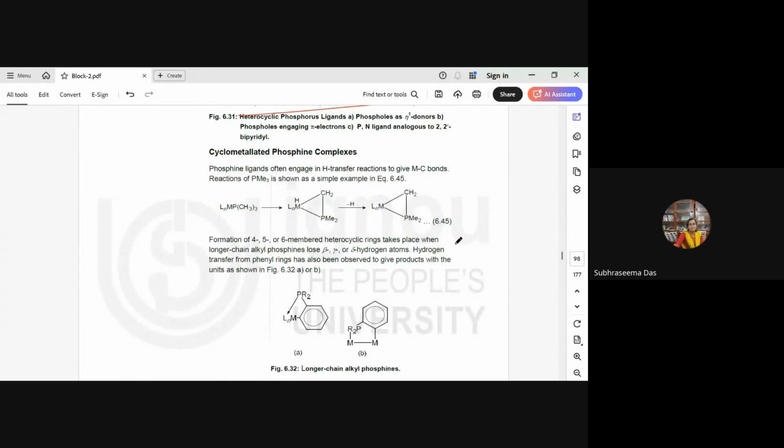Then coming to cyclometallated phosphine complexes. Phosphine ligands often engage in proton transfer reactions.